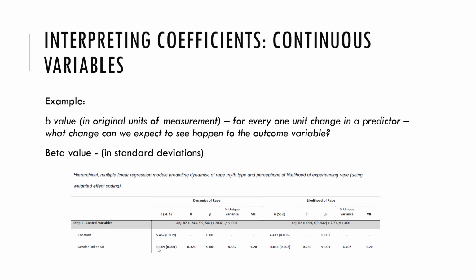I would expect to see that change, and I know that it would be a decrease. So they would become less rejecting. The more they endorse traditional gender-linked social roles, the less rejecting they are of dynamics of rape myths. Okay, so that gives you an idea.